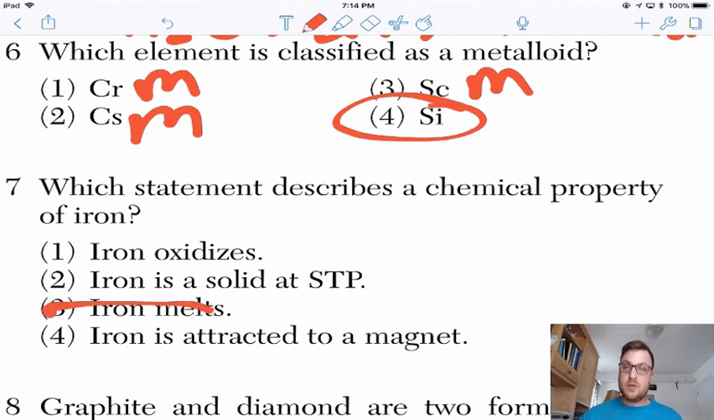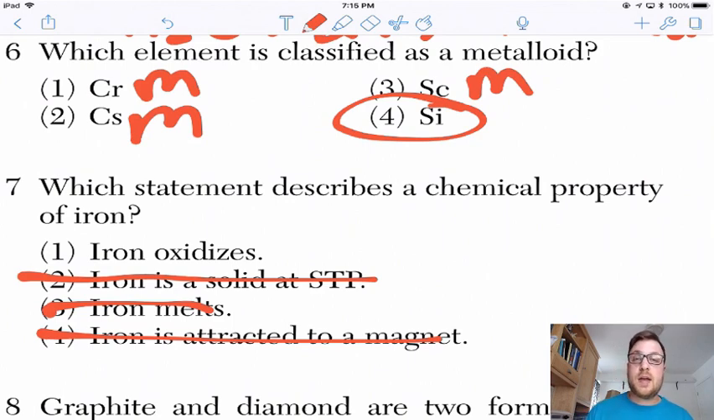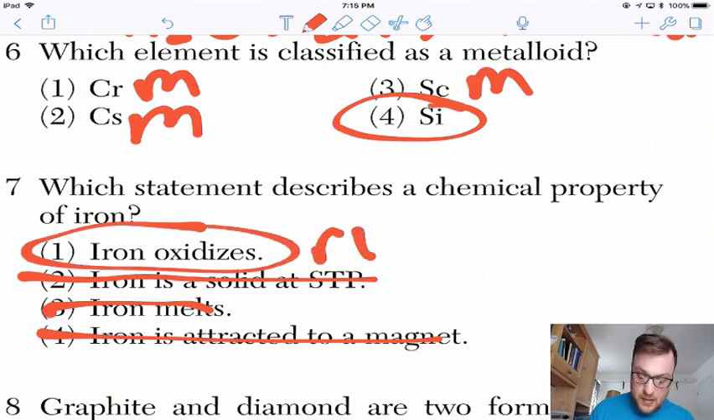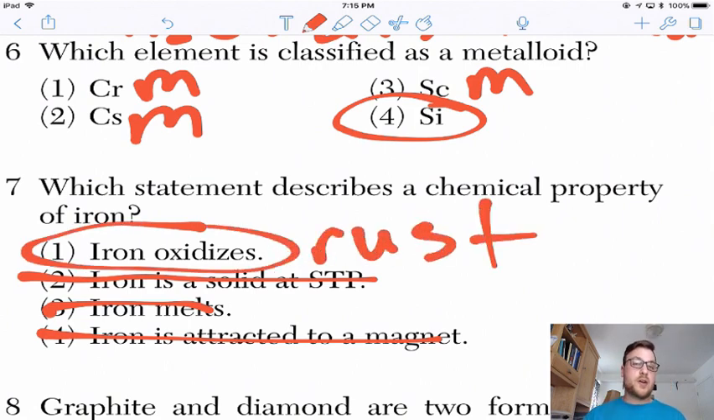Melting's reversible. You freeze it, you melt it. The fact that it's a solid at STP, solid is a physical property because you can change that solid into a liquid and you can change the liquid back into a solid. Iron is attracted to a magnet is a physical property of iron. Some things are magnetic, some things are not. But when iron oxidizes, it rusts. That is hard or impossible to reverse, therefore it is a chemical property.